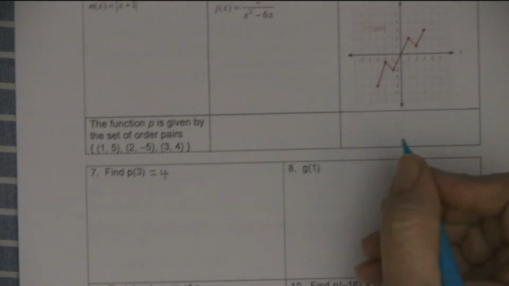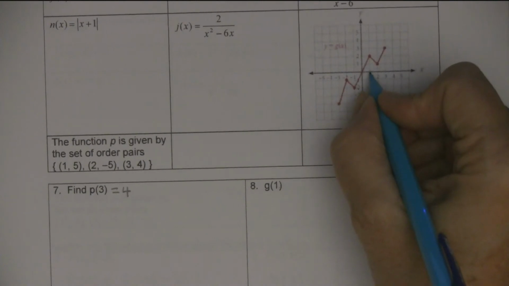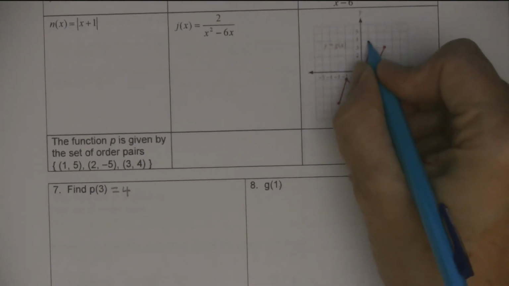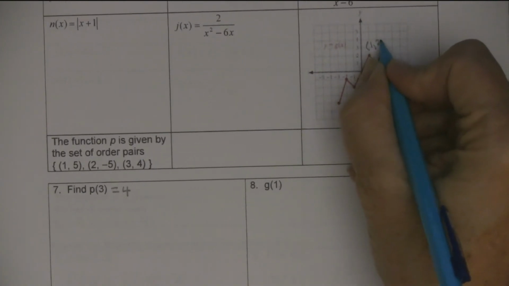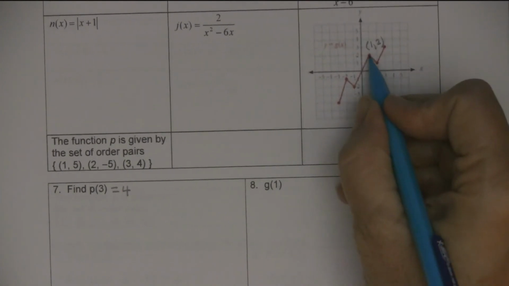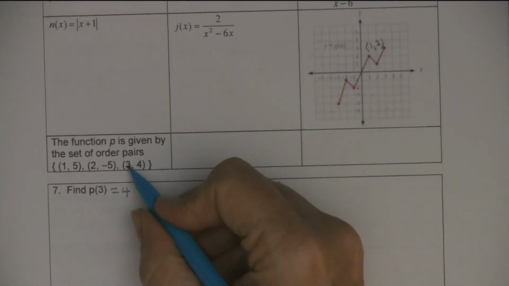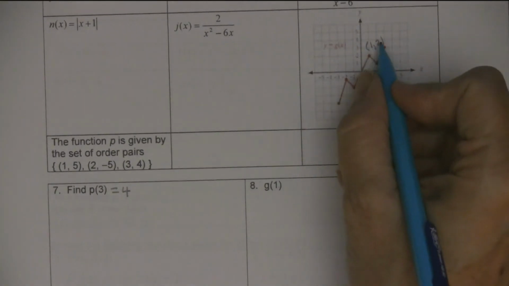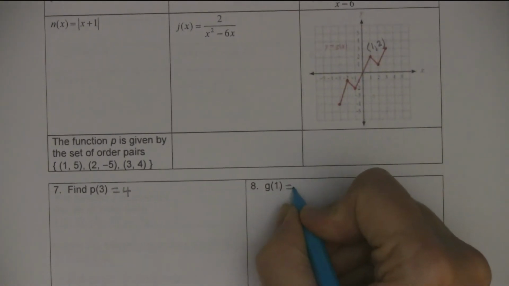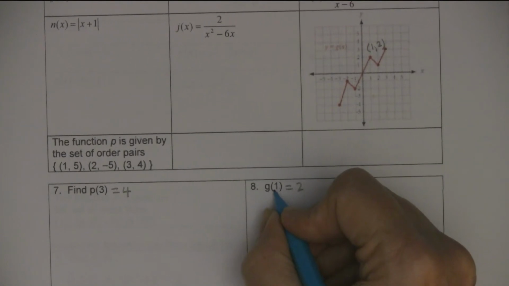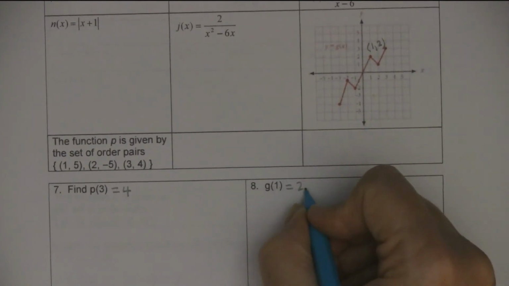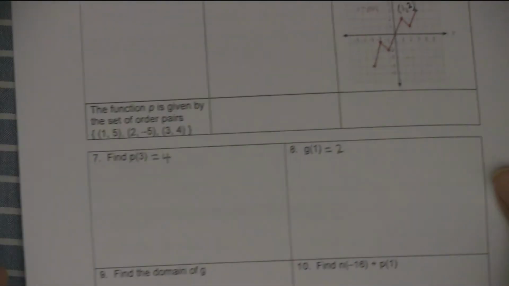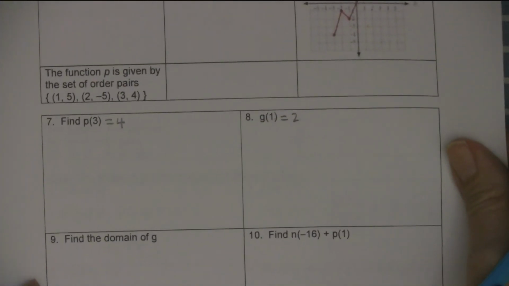G at 1 tells me to go look on this graph. And this really is an ordered pair there, 1, 2. And that's the only place that x is 1. So it's just like this. You're looking at it off a graph, but it's still the same. That's an ordered pair there. So the answer is 2. When the input x is 1, what's the output? Output's 2.